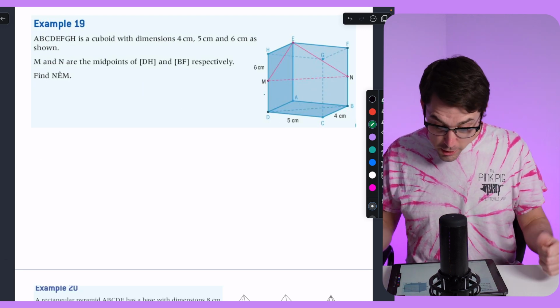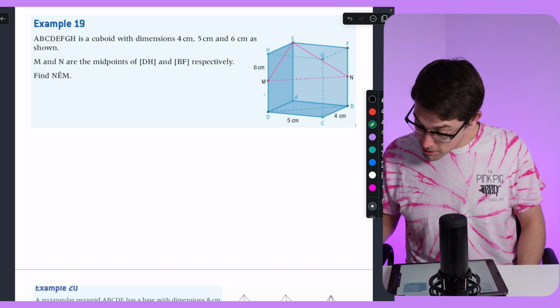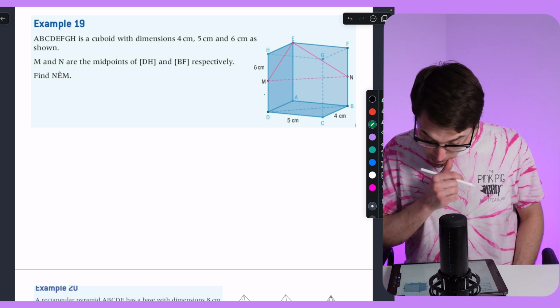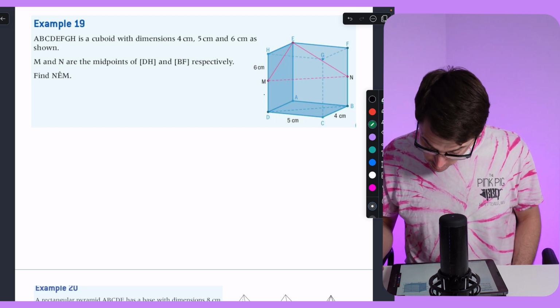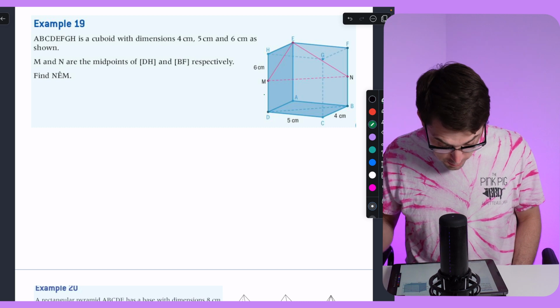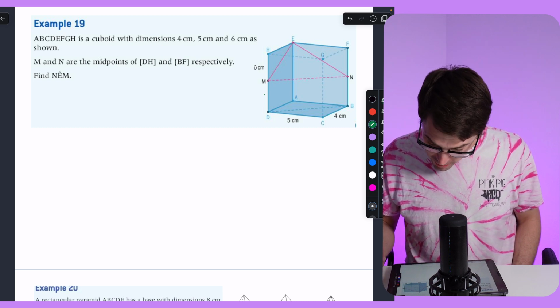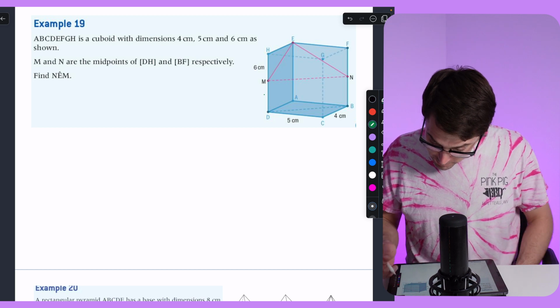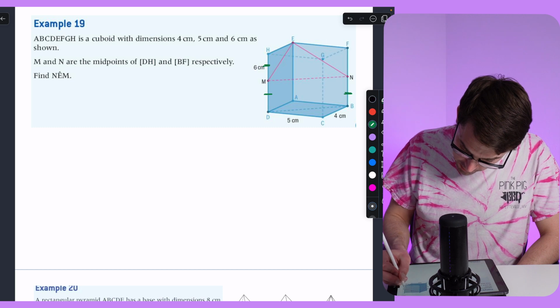So again, I'm giving another cuboid with a pretty intimidating name, A, B, C, D, E, F, G, H. Again, it's just naming the vertices, it's just talking about this cuboid. And it's going to have dimensions of 4, 5, and 6 centimeters, as is already shown. Okay, I have 4, 5, and 6, so that checks out. M and N are the midpoints of DH and BF respectively. So what that means is that this is equal to this, and this is equal to that.